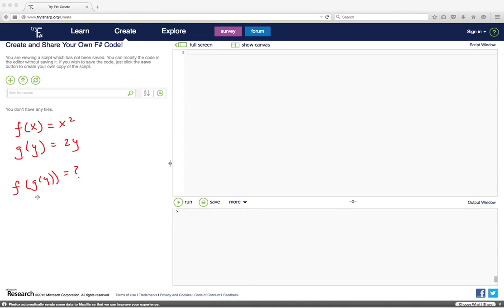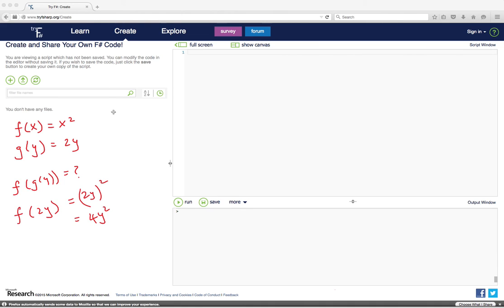Now, if I were to define what f of g of y is equal to, well, g of y is 2y, so f of 2y is going to be equal to, I'm going to replace x with 2y, so this is going to be (2y) squared, and this gives you 4y squared. This is basically what f of 2y is.